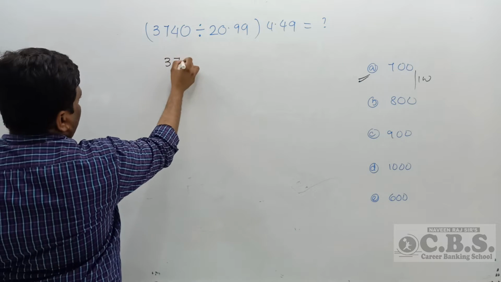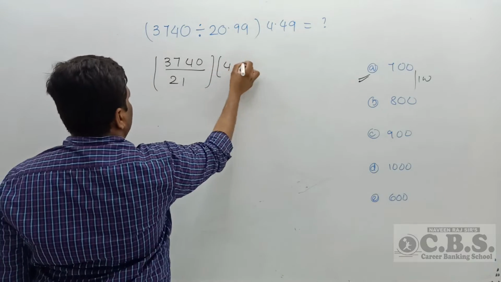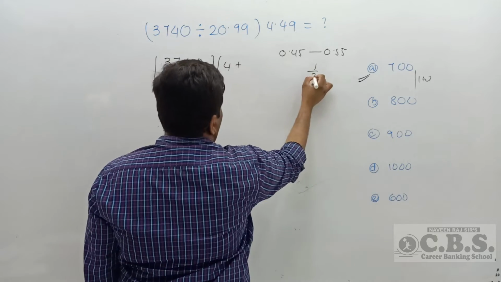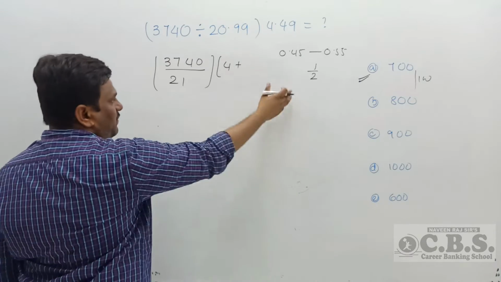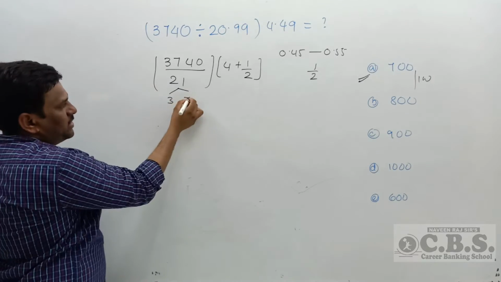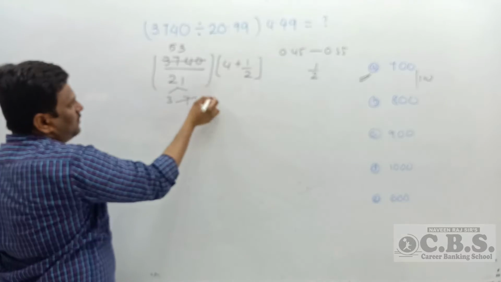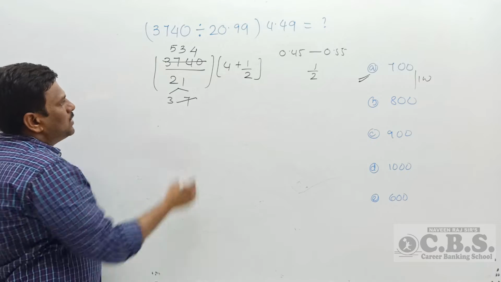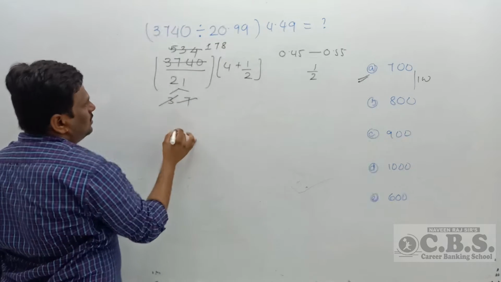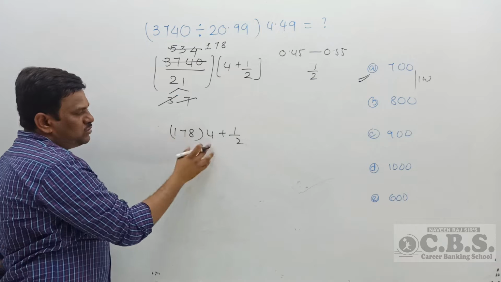What I do for the approximation is 3740 divided by 21. I take it as 4 plus, this is the bridge range, 0.45 to 0.55 is a bridge. When it is in the range between 0.45 to 0.55, students need to take half of the value. So 21 you can write with prime factorization 3 and 7. 7 fives are 35, 7 threes are 21, 7 fours are 28. Next the 3 table, 3 ones are 3, 23, 3 sevens are 21, 3 eights are 24. So 178 into 1 times 4, and 1 times is half.